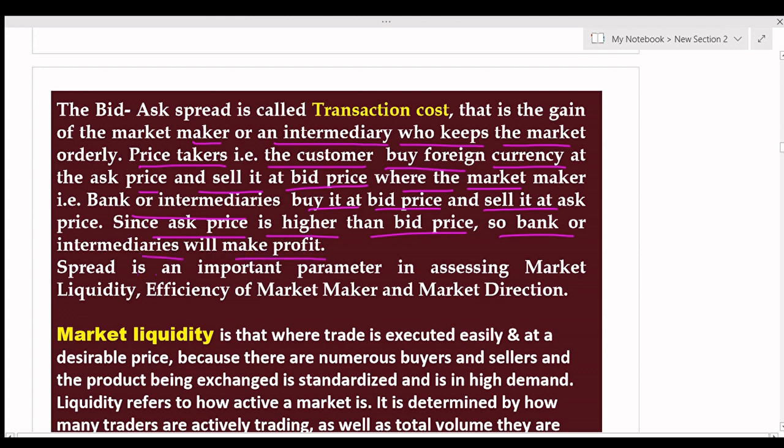Spread is an important parameter in assessing market liquidity, efficiency of the market maker, and market direction.